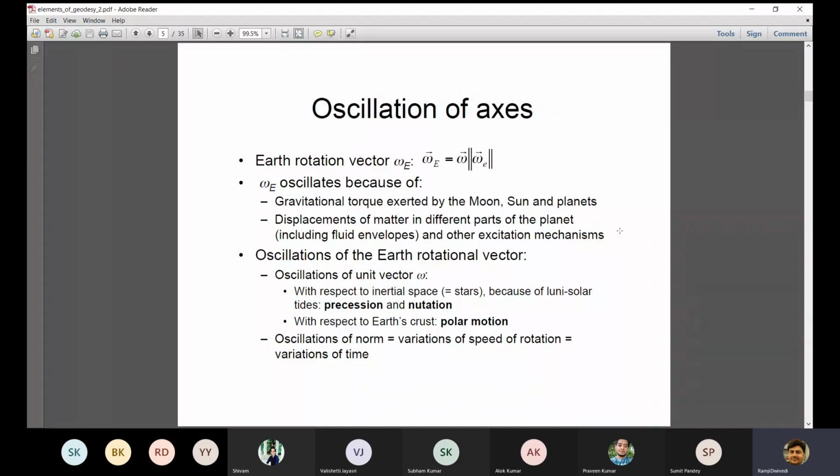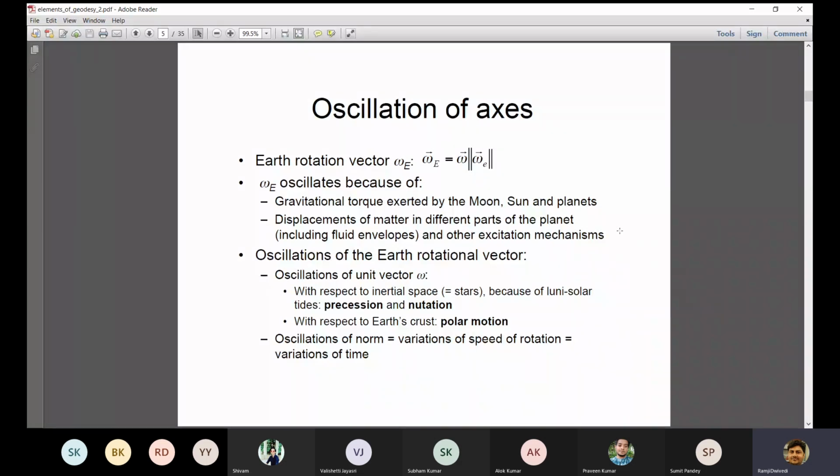So what will you see? You will see a vibration in the ring, isn't it? That vibration is short periodic because it will not last forever. It is short periodic, and the period of such exertion is 18.6 years. They are called nutation. So with respect to inertial space, because of lunisolar tides, we have precession and nutation.